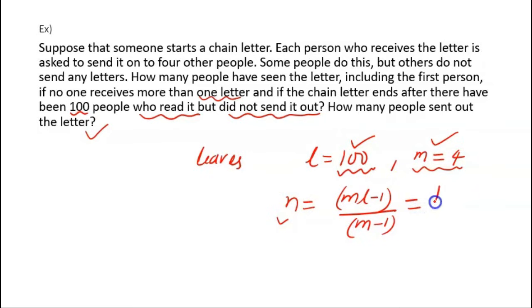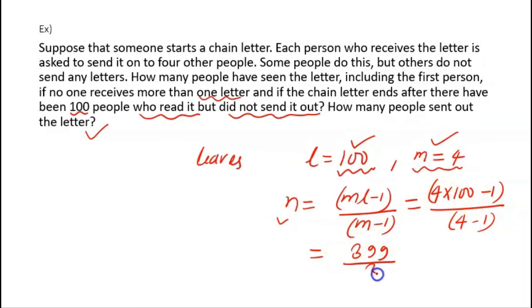So m is 4, L is 100, minus 1, divided by m minus 1, so that is 4 minus 1. So how much is that? 400 minus 1, so 399 by 3 is equal to 133. So the total number of people who actually have seen the letter is 133.